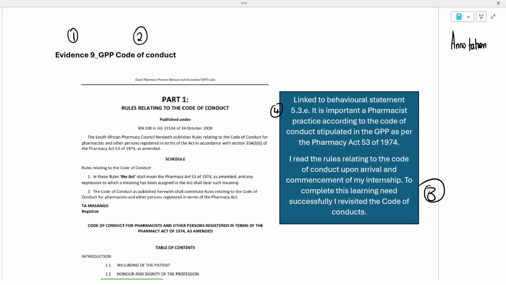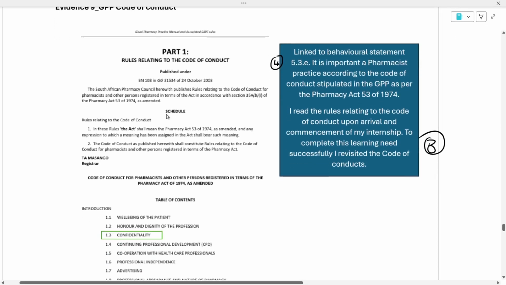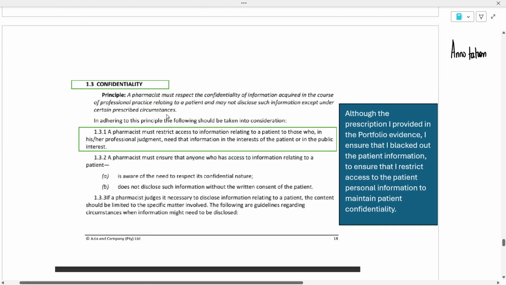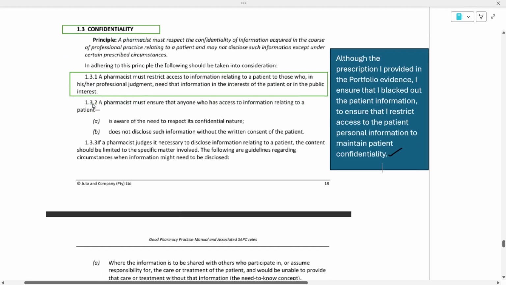Important according to the code of conduct, I read the rules to complete my learning successfully. You revised it. Okay. But how did you apply it? Description: provide evidence and ensure that it is blacked out. Excellent work. Good work.